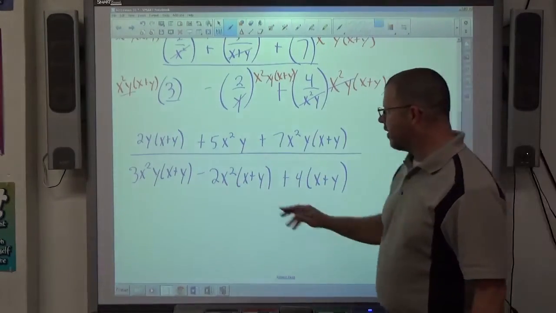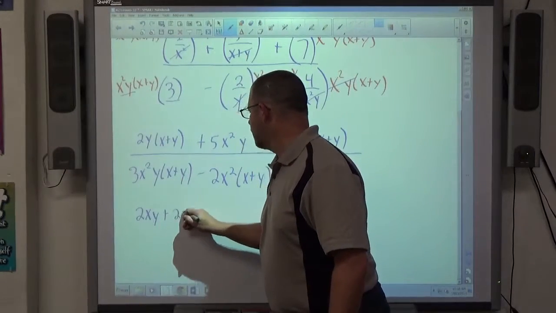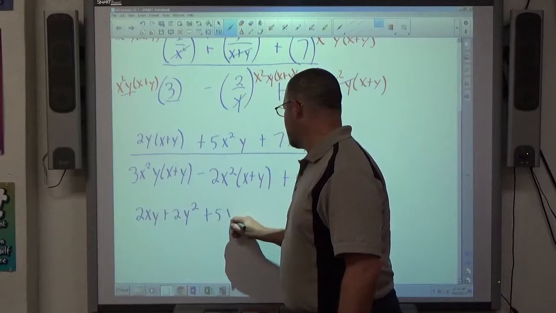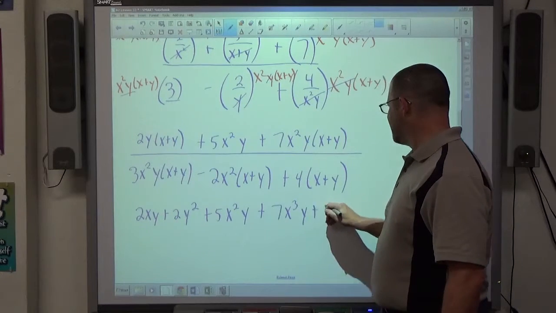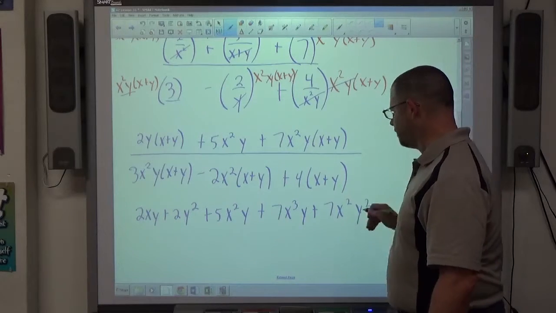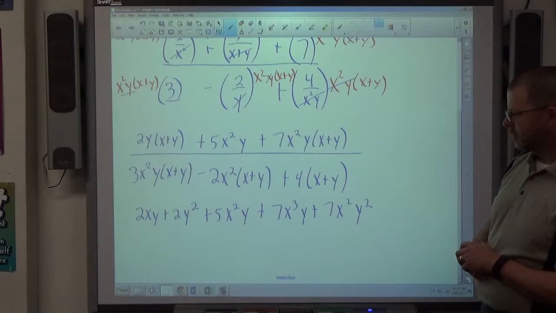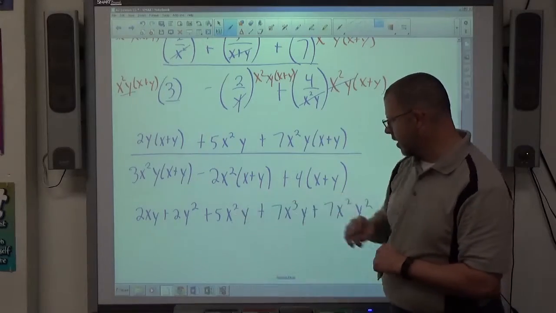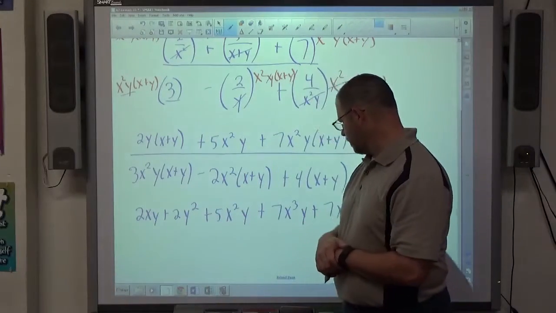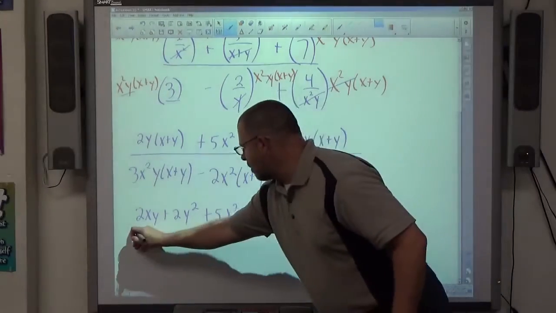So I end up with, if I distribute here, 2xy plus 2y squared plus 5x squared y plus 7x cubed y plus 7x squared y squared. If I real quick look at those, do we see any like terms? A couple of close ones, right? X squared y, not quite. Xy, x squared y, not quite. X cubed y, x squared y, not quite. So there's no like terms. So the top is done.